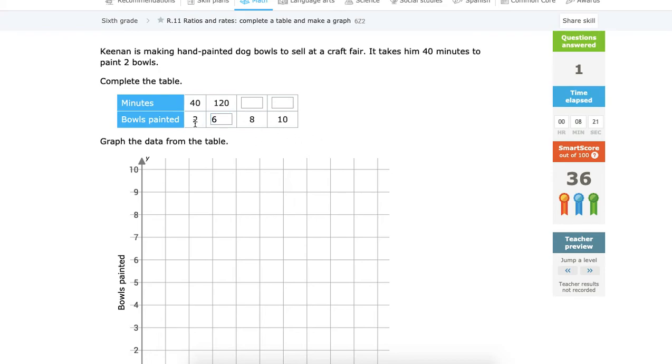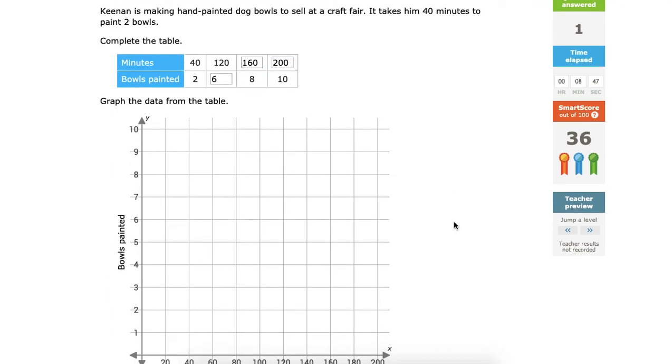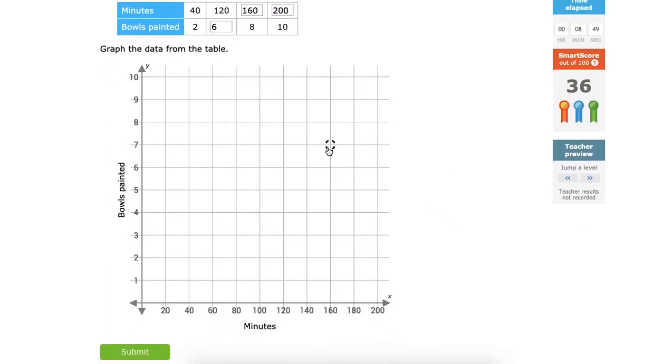So what do I times 2 by to get to 8? That would be 4, so that means I've got to times 40 by that, so that would be 160 there. And then 2 times 5 is 10, so I'd have to times 40 times 5. 4 times 5 is 20, so 40 times 5 would be 200, and I can get that there. I can fill in my chart. And now we can go ahead and plot those.